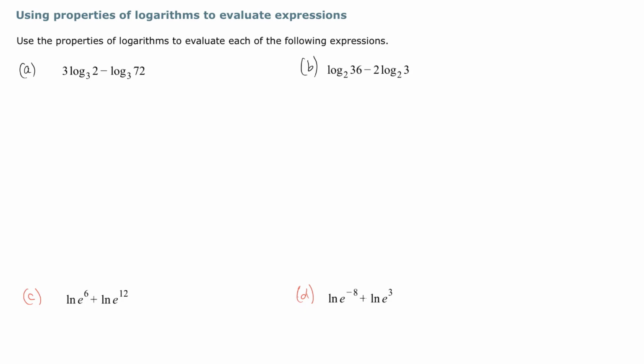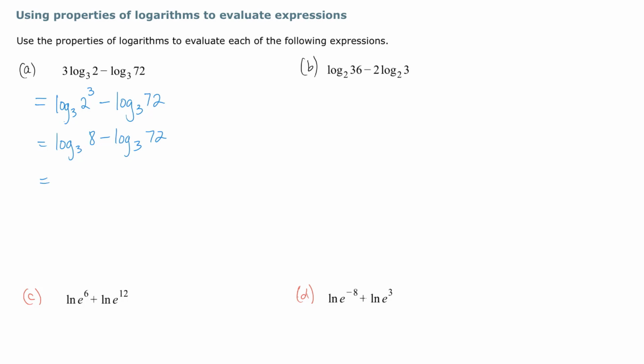First thing we're going to do is say this first expression is equal to log base 3 of 2 raised to the third power minus log base 3 of 72. Now 2 to the third power is just 8, so that's just log base 3 of 8 minus log base 3 of 72.